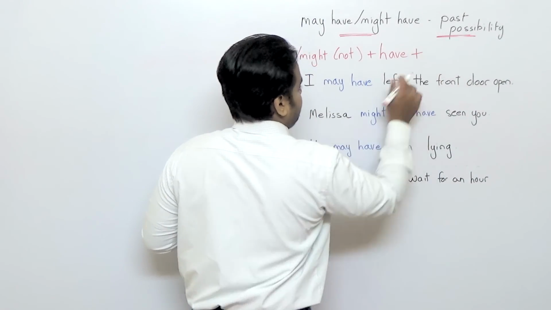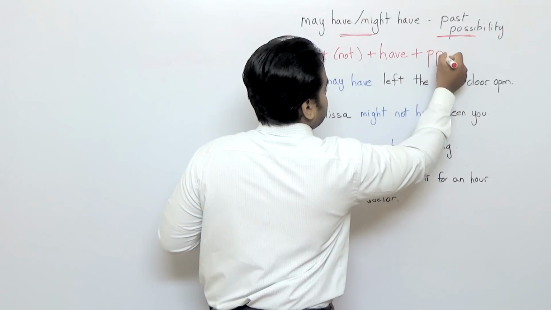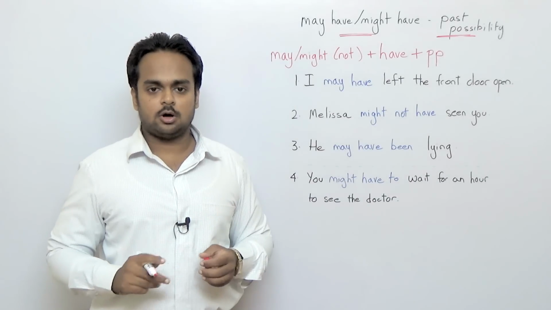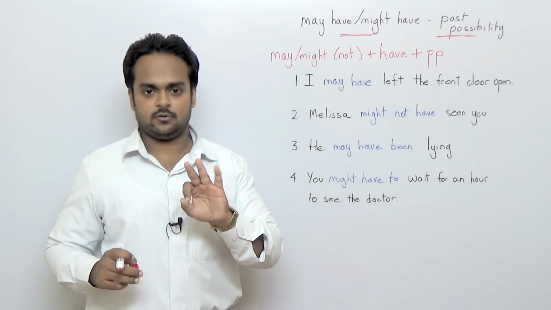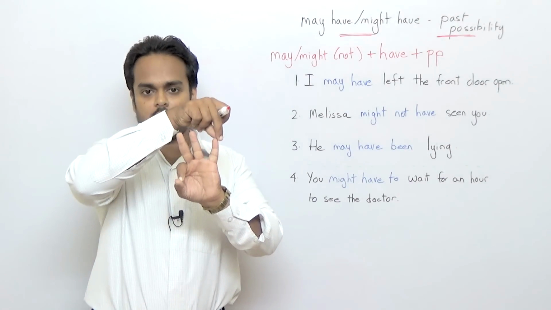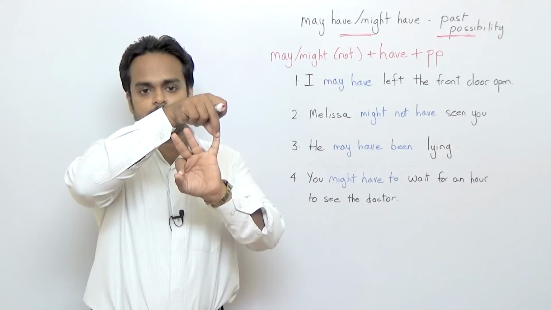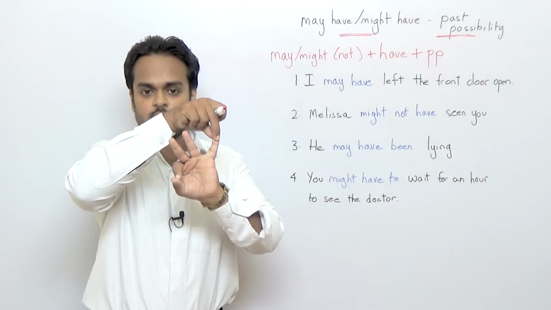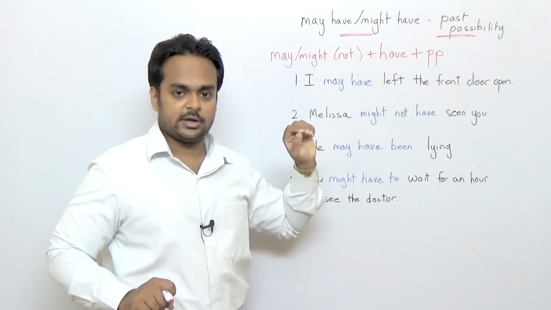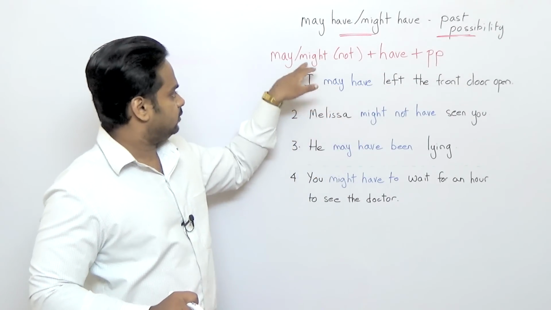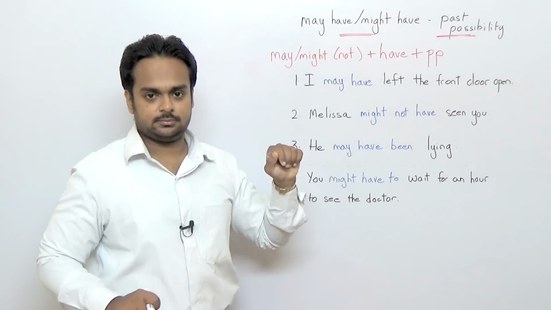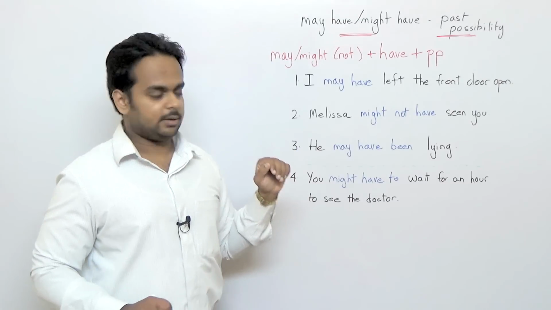And then you have this past participle verb. Remember, a past participle verb is the third form of a verb. So you might say go, went, gone. Gone is the third form, the past participle form. Present, past, past participle, and that's what we're using over here. Okay, so may, have, and past participle of leave is left. I may have left the front door open.